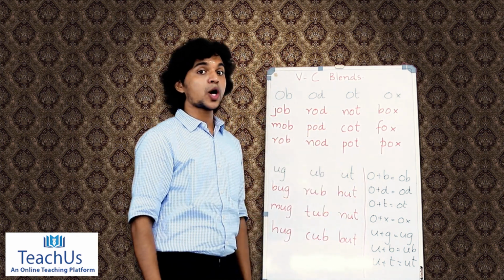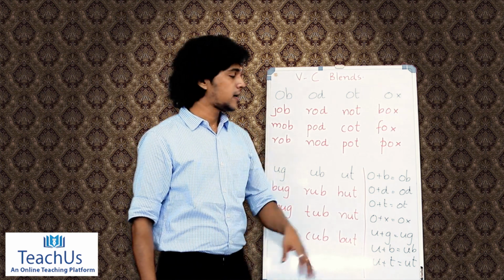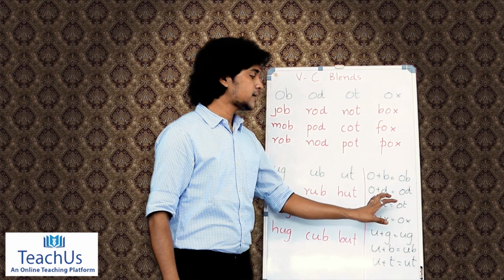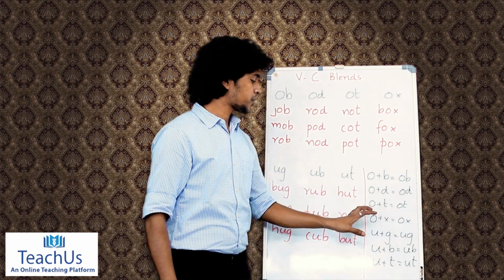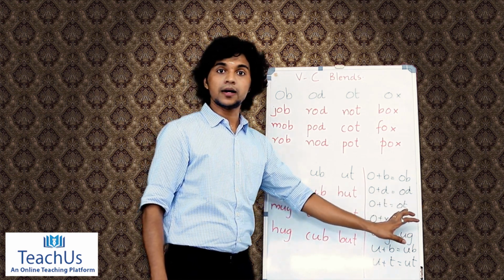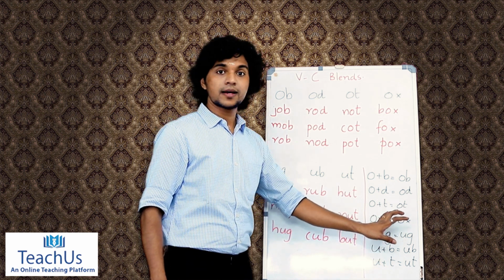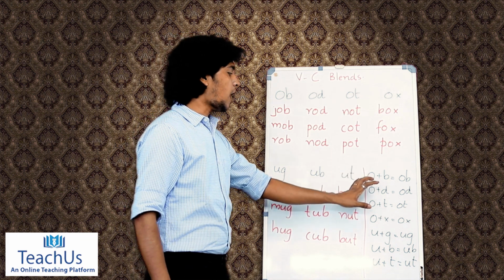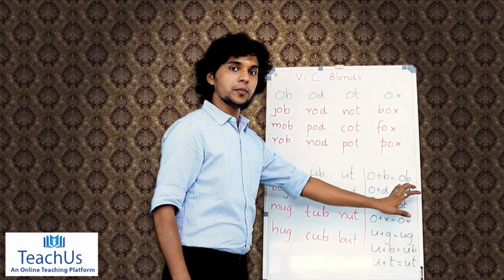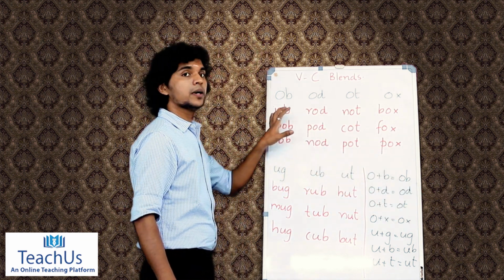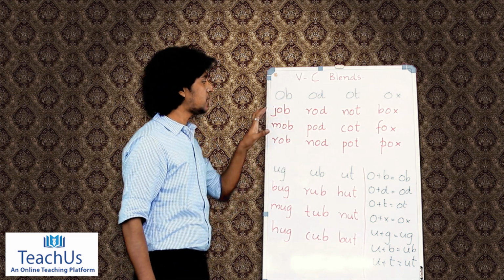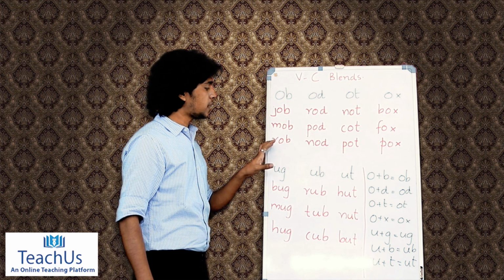What is the sound of the letter O? Ob, Od, Ot, Ox. So, Ob, as in job, mob, rob.